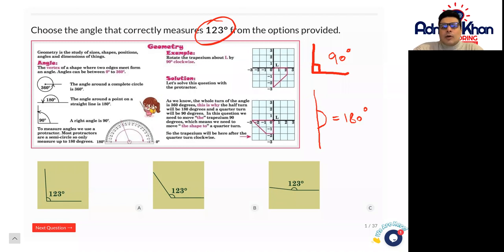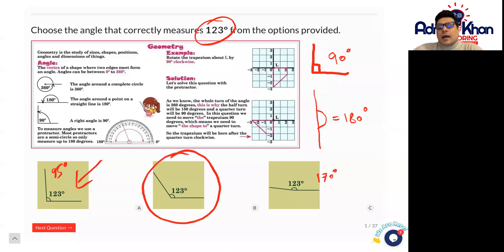So I would say that option A is just over 90 degrees, so probably around 95 degrees, roughly speaking. Option C is very close to 180 degrees because it's almost a straight line, so I would say it's probably around about 170 degrees. And option B seems correct at 123 degrees because 90 degrees is like a straight line there, and then we've got that extra gap in between that will give us an extra 23 odd degrees. So option B is going to be the correct answer for this question.